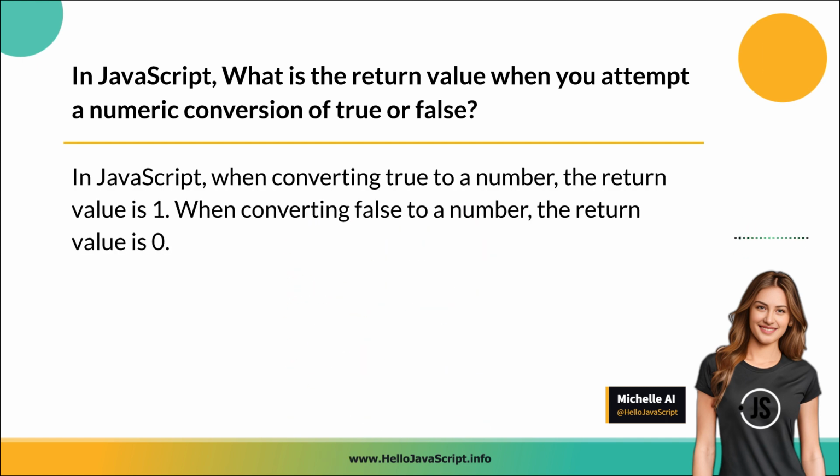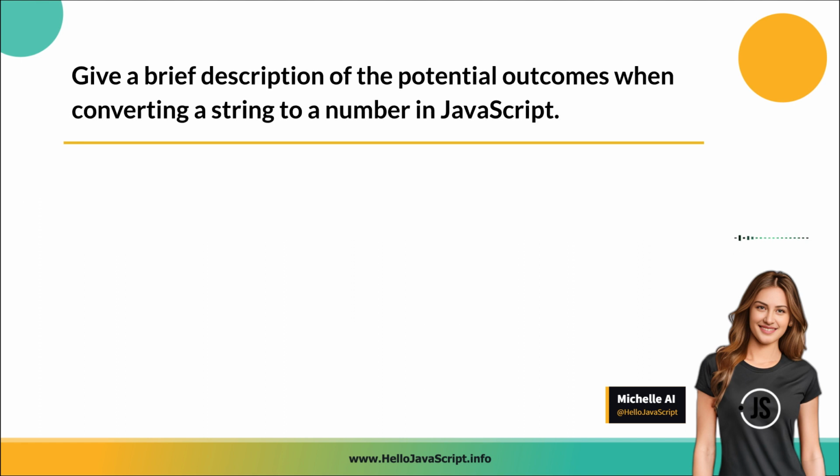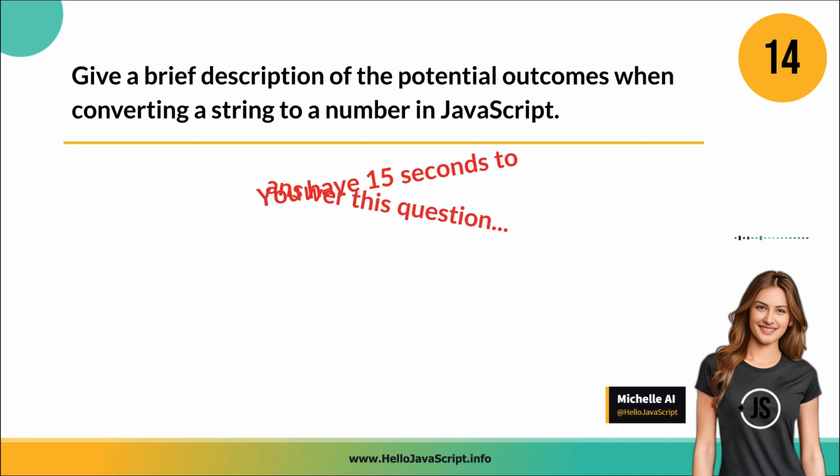Here is the correct answer to this question. In JavaScript, when converting true to a number, the return value is 1. When converting false to a number, the return value is 0. Let's look at the next question. Give a brief description of the potential outcomes when converting a string to a number in JavaScript.